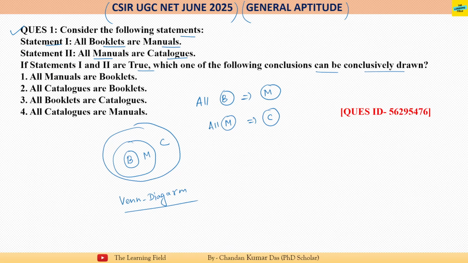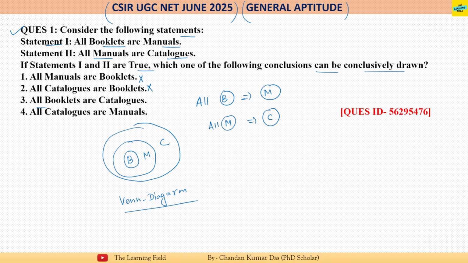Option 1 says all manuals are booklets. No, is it not true? So this option is not correct. Second one, all catalogs are booklets. No, some catalogs are booklets, but all catalogs are not booklets. So this is also wrong.